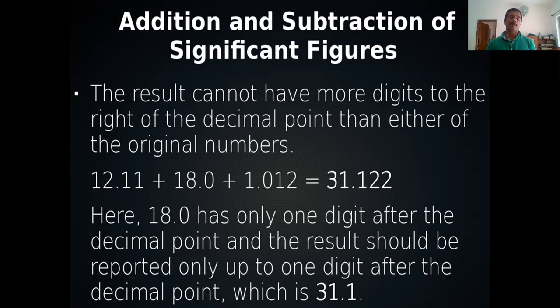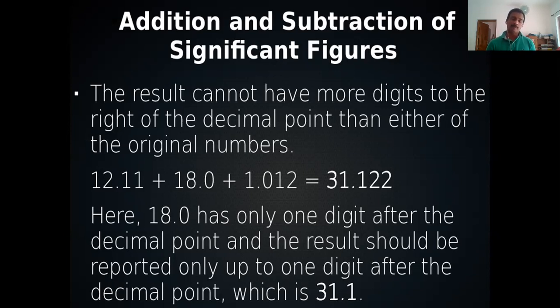Plus 1.012. How many places after the decimal point? 3. So which is the smallest one? There is only one digit in the case of 18.0. So the result also should have only one digit after the decimal point. What is the answer here? 31.122. You have to round it off to only one digit after the decimal point.